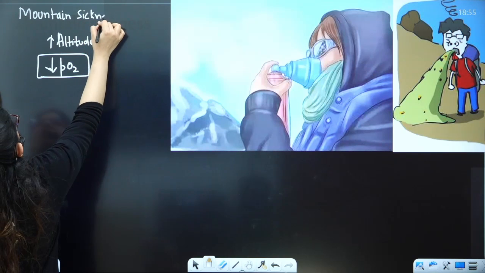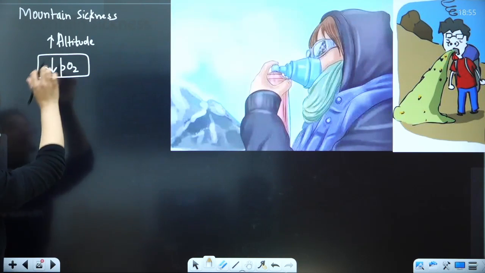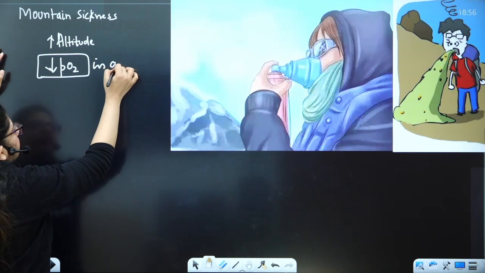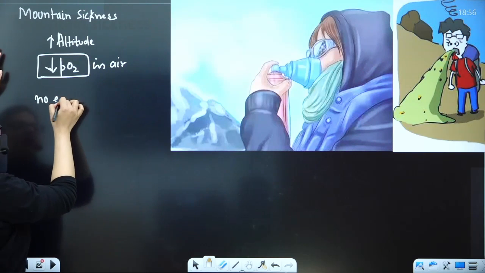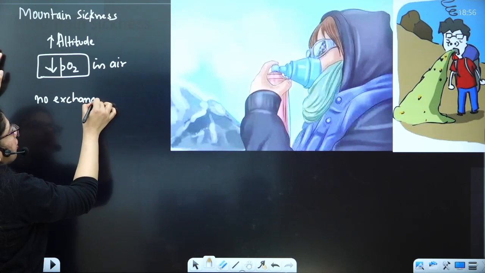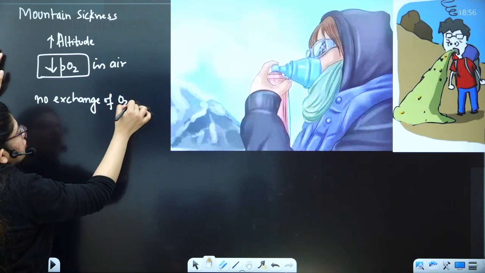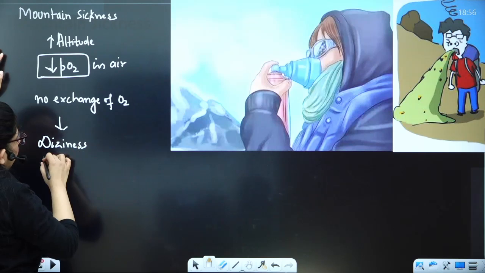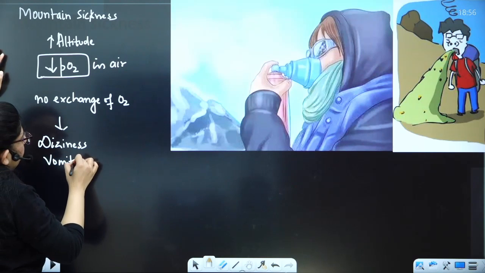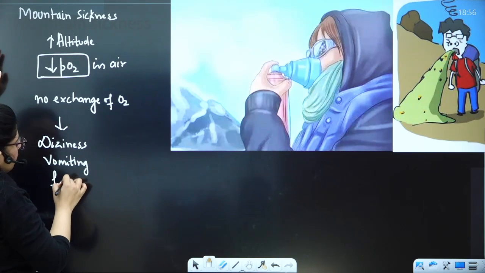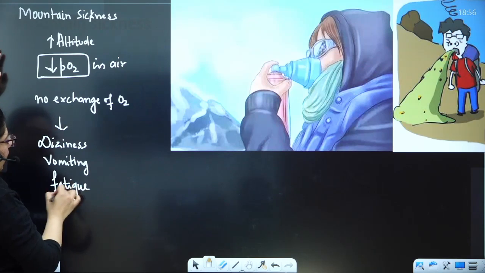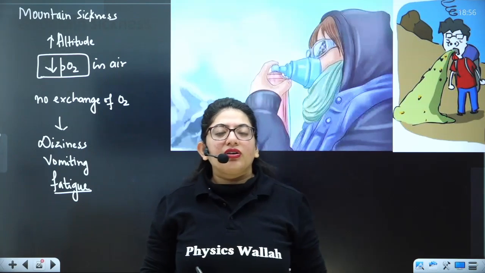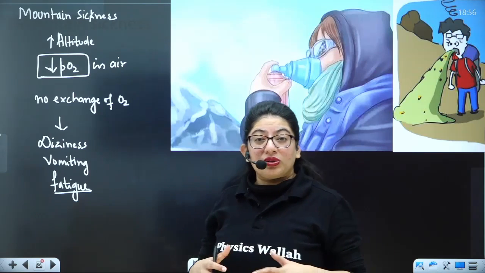So what happens in mountain sickness? The more the altitude, the less the partial pressure of oxygen in air, so there is no exchange of oxygen, which will lead to dizziness, vomiting, fatigue, etc. That's why whenever you go to such a high altitude, it is suggested that you should take care for 1 or 2 days. Later on, your body gets acclimatized to that environment.